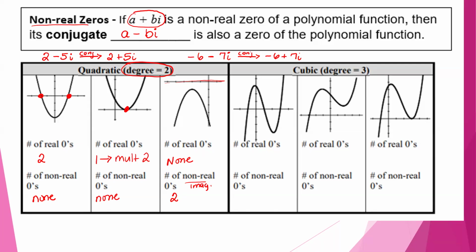Now let's look at cubic, okay? Cubic is what? X cubed, and so on, right? So this one is how many? 1, 2, 3. So this one, 3 x-intercepts means there's what? 3 reals, and this one has none.